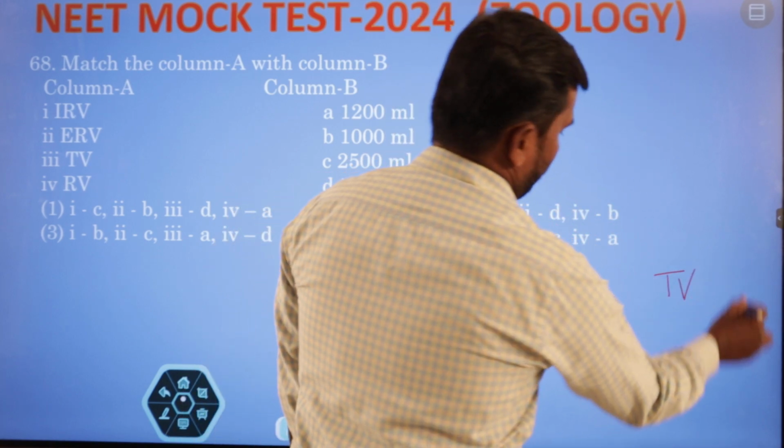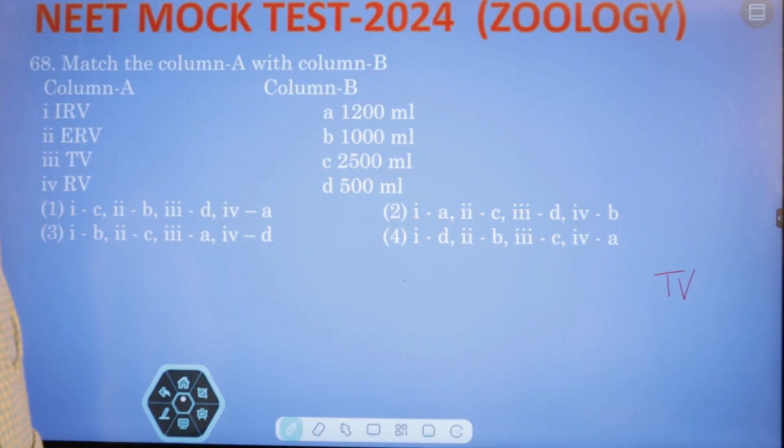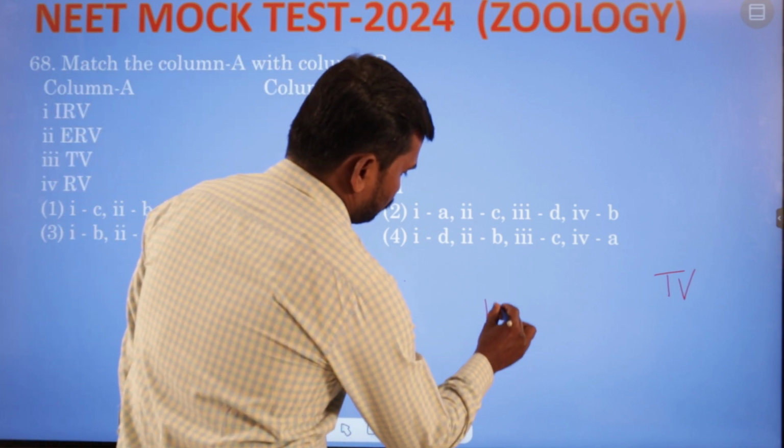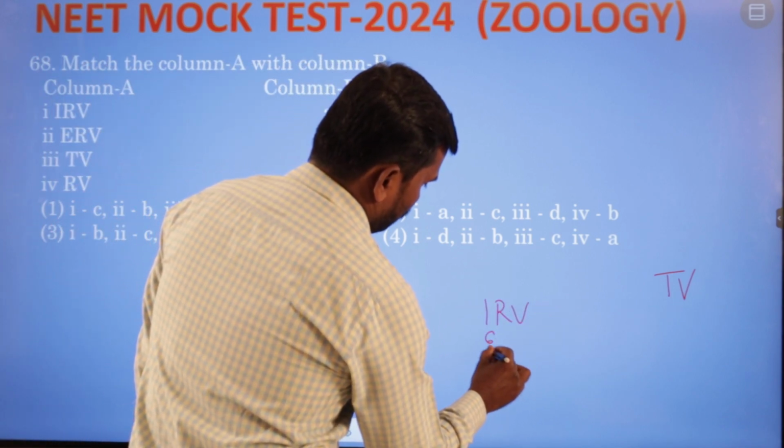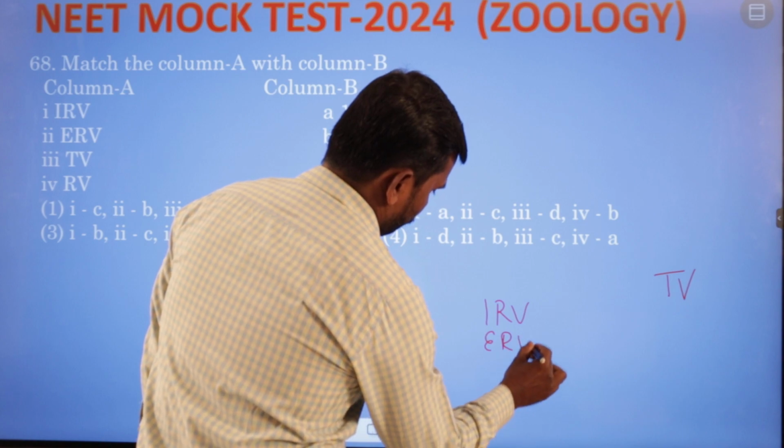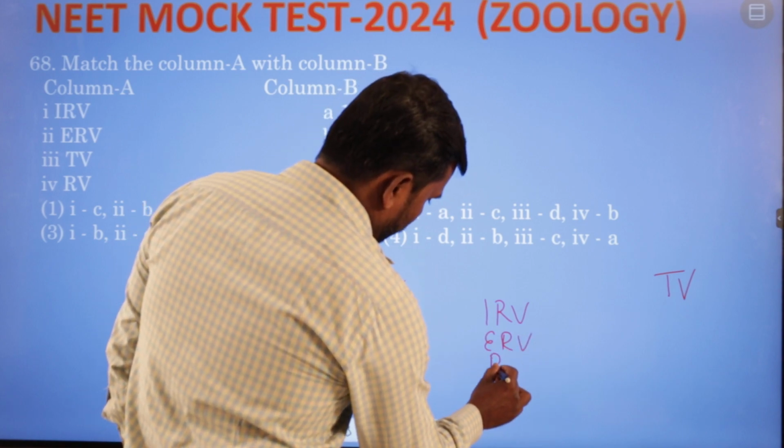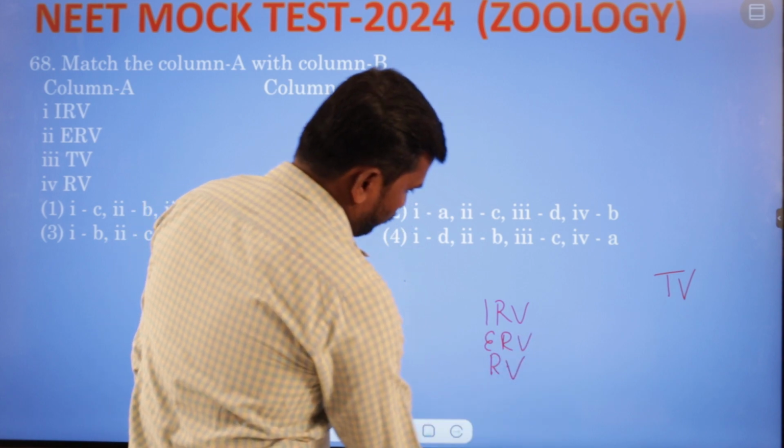The first one is called tidal volume. You know very well the tidal volume. Then IRV, inspiratory reserve volume. Then expiratory reserve volume, ERV. Then finally we can study the residual volume, RV.